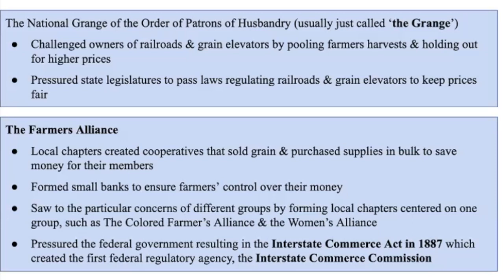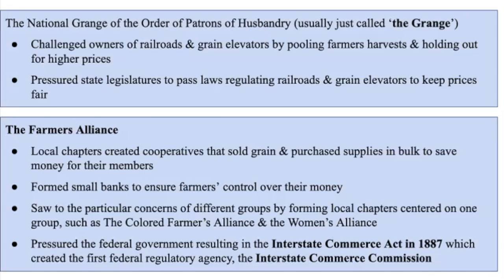The first of these to be well known was the National Grange of the Order of Patrons of Husbandry, usually just called the Grange. And this group challenged owners of railroads and grain elevators by pooling farmers' harvests and holding out for higher prices. The Grange also pressured state legislatures to pass laws regulating railroads and grain elevators to keep prices fair. I think grain elevator is fairly obvious, but it's a place where grain could be stored close to railroad tracks where it would then be transported.